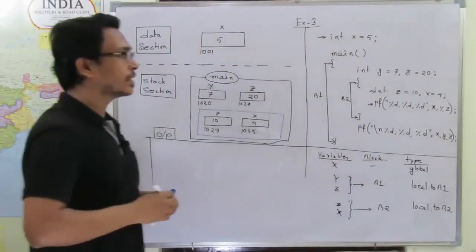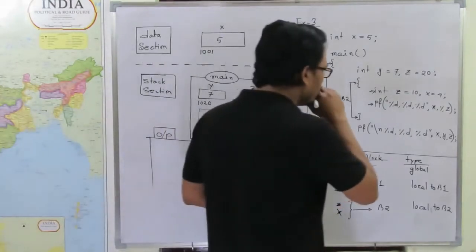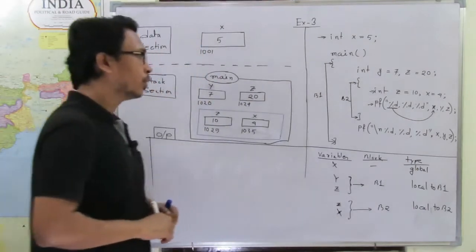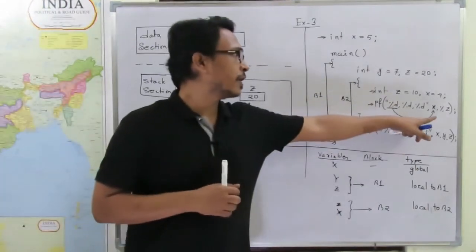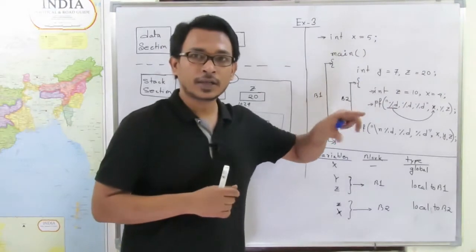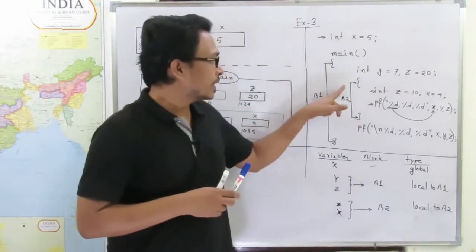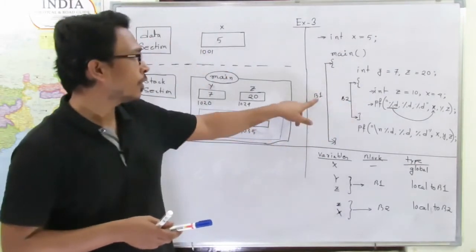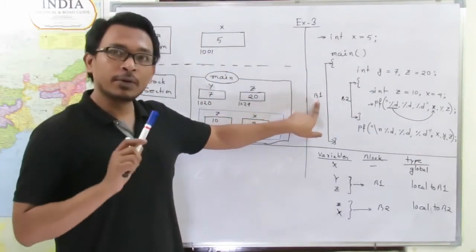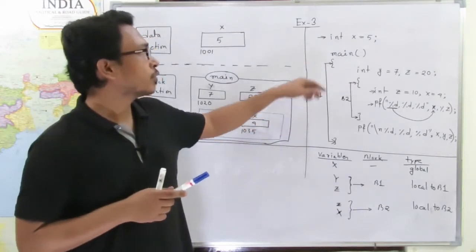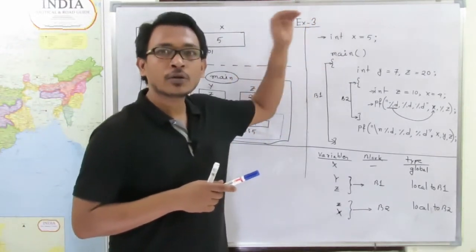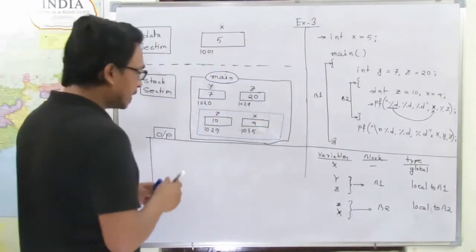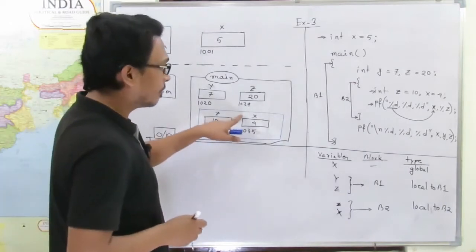Now the next instruction is this one, %d. What will the system do? The variable is x. So where will the system search for the variable x in memory? The system will search for the variable x inside B2 first. If it is not available inside B2, it will go for the B1 block, and if it is not available in B1 block also, it will go for the data section or global part.